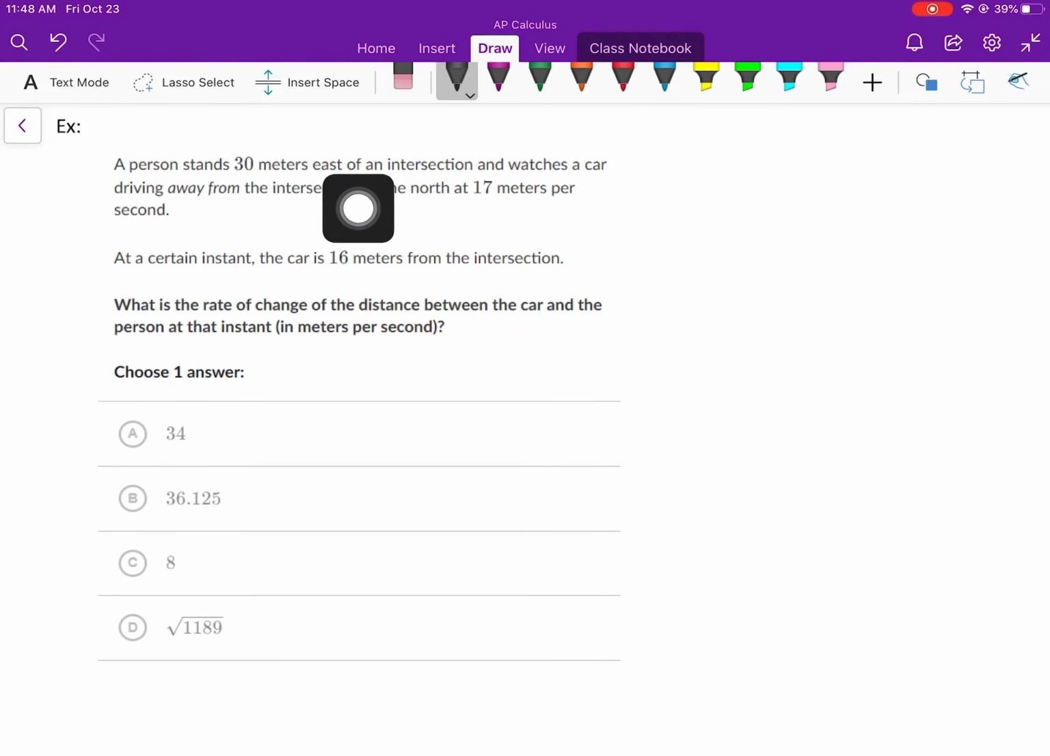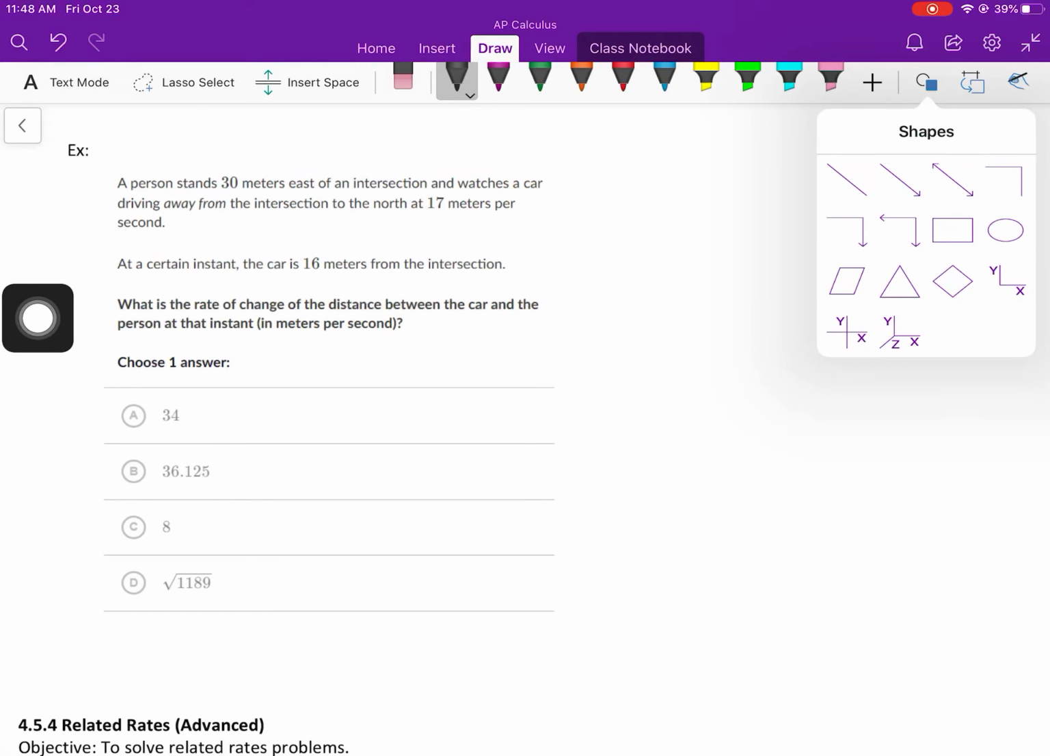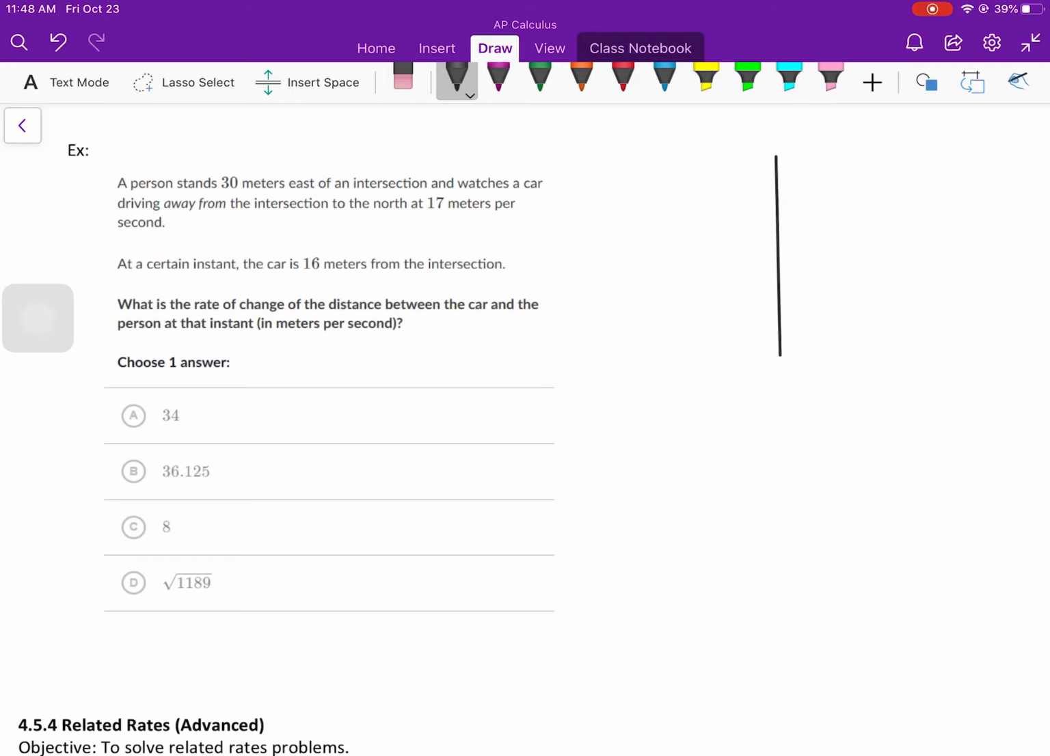Here we go. This one's a person standing in an intersection. So you can picture an intersection. Cars are coming both directions, right? So there's a person standing at this intersection. So a person stands 30 meters east of the intersection. So if you think about this, north, south, and then we have east is over here, and this is west. So there's a person over here.